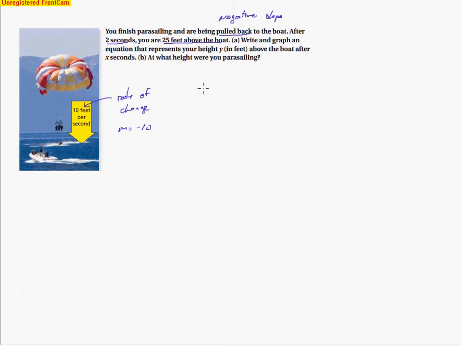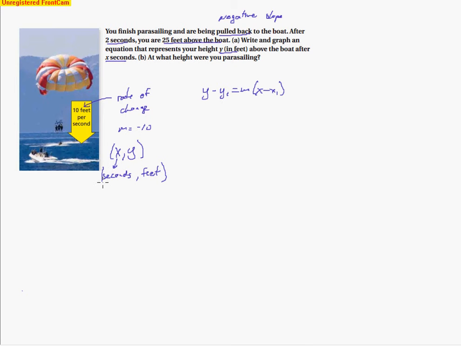I'm going to go y minus y1 equals m times x minus x1, the point slope formula. I know what m is. M's negative 10. I just need a point. Well, this gives it to me right here: 2 seconds, 25 feet above the water. So our x value and y value is what I want, a point, an ordered pair. X is in seconds, because it tells us right here, x is in seconds, and y is in feet. And so that helps us figure out how to write the ordered pair.